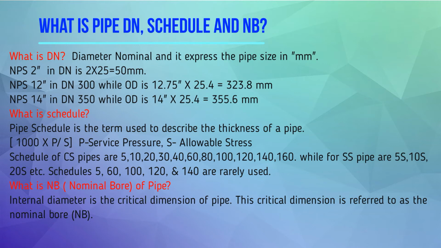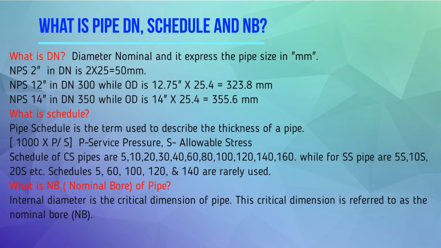So what is the schedule? Schedule is the term used to describe the thickness of the pipe. When we have to describe the standard thickness of the pipe, we describe it in pipe schedule. The outside diameter of the pipe is the same for all schedules in a particular nominal pipe diameter. The schedule number is normally expressed as 1000 multiplied by P over S, where P is the service pressure and S is the allowable stress. When the schedule is more, the pipe is more thick. When the schedule is less, the pipe is less thick.